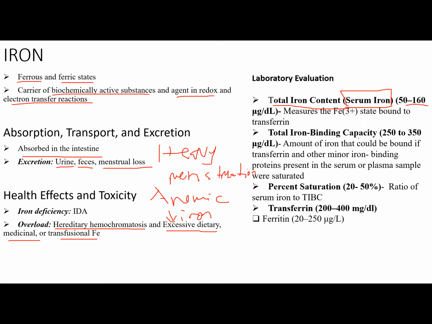Then we have your total iron binding capacity, TIBC, 250 to 300 micrograms per dL. This is the amount of iron that could be bound if transferrin and other minor iron binding proteins present in the serum or plasma sample were saturated. Then we have your percent saturation, usually 20 to 50%, the ratio of serum iron to TIBC. Then we have your transferrin, 200 to 400 milligrams per dL. Then we have your ferritin, which is the storage form of iron, 20 to 250 micrograms per liter.